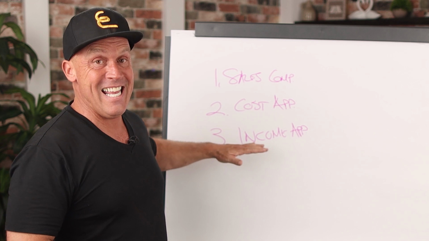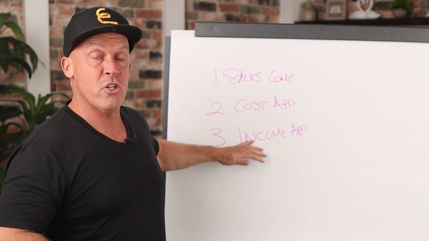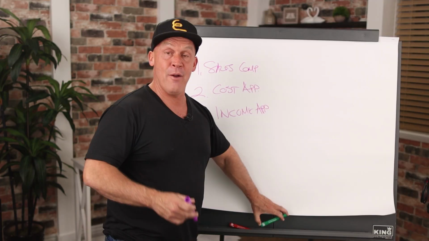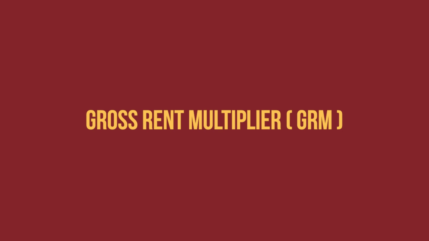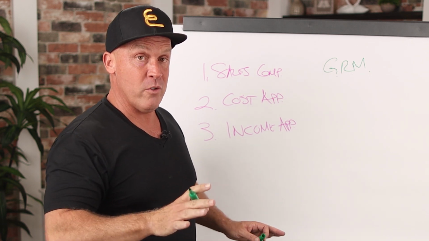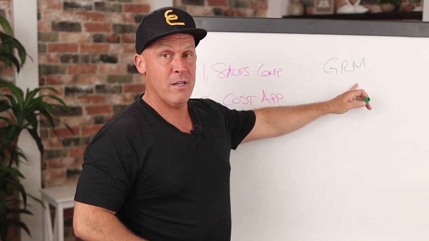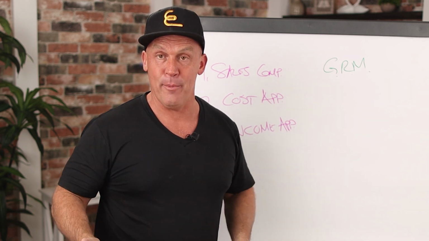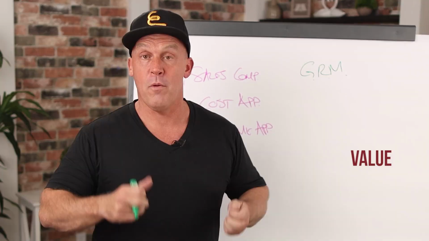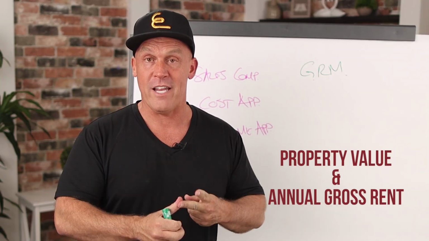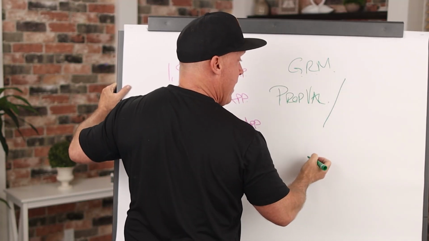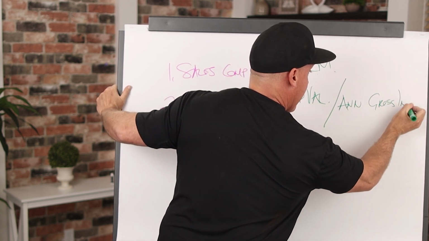So if all you have is the income of a property, you can still determine its value. You can still come up with a pretty accurate idea of what that property is worth. And we use what we call the gross rent multiplier, or GRM. The value of a property equals the gross rent multiplier times the annual gross income. Calculating the gross rent multiplier is very simple, as it only requires two pieces of information: the property value and the annual gross rent. The general formula to calculate the gross rent multiplier is property value divided by the annual gross income of the property.